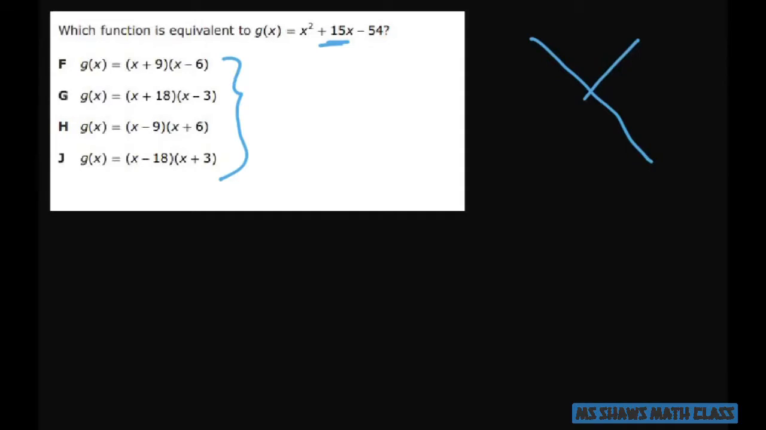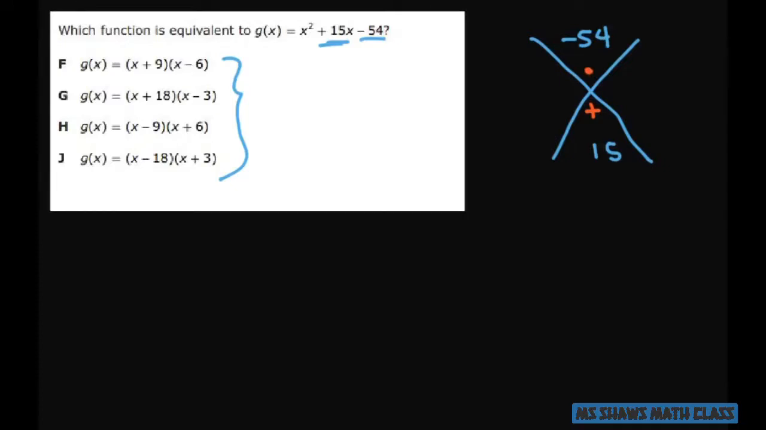So I make an x here. I'm going to write my last term. My constant is negative 54, and my middle term is 15. Now the 15 is where you're combining the two values, and the negative 54 is where you're multiplying.